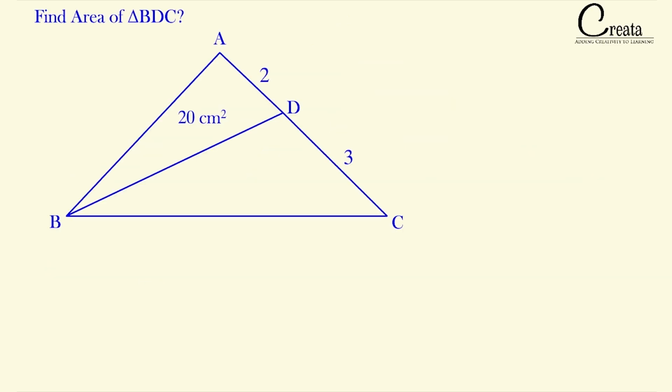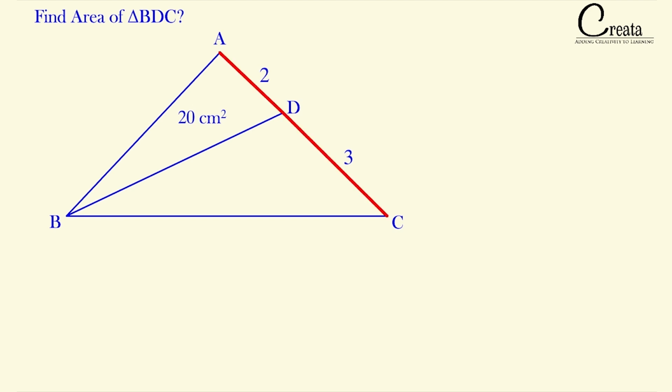Refer to the figure. Triangle ABC is given. BD is a line segment joining the vertex with the opposite side. AD is given as 2 and DC is given as 3. And the area of triangle ABD is given as 20 cm square. We have to find the area of triangle BDC. Okay, two triangles are given in this figure.